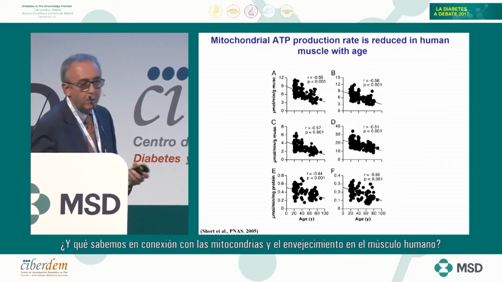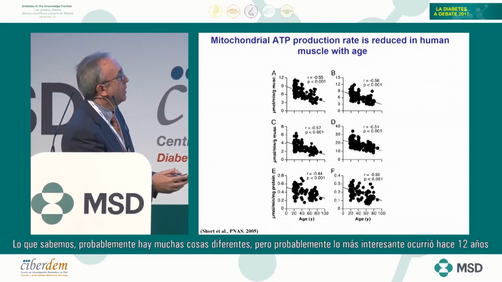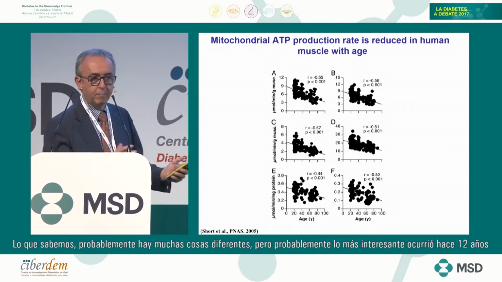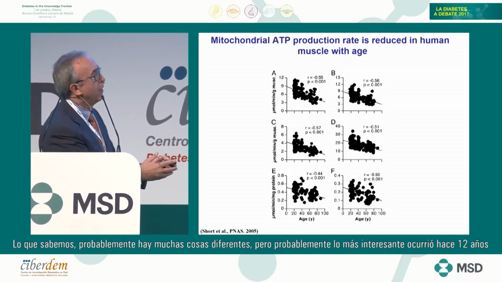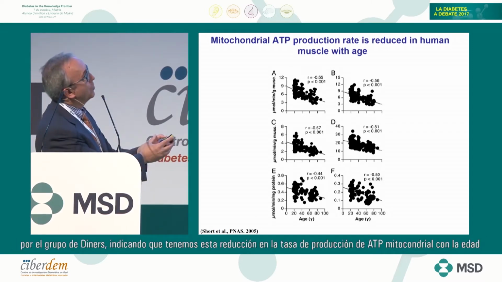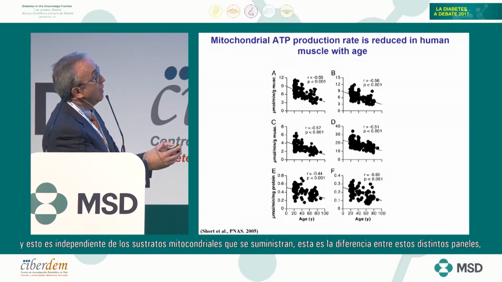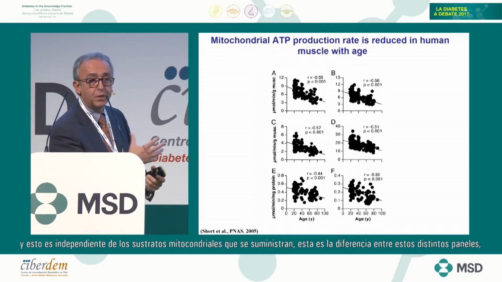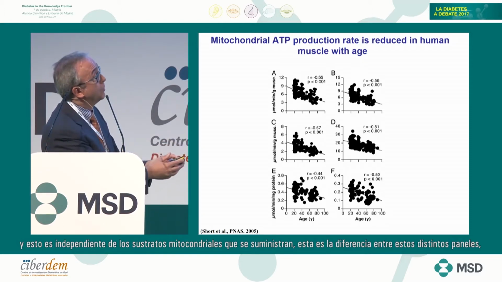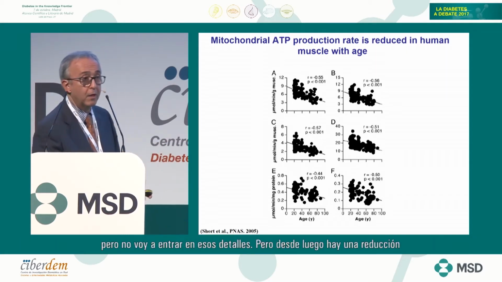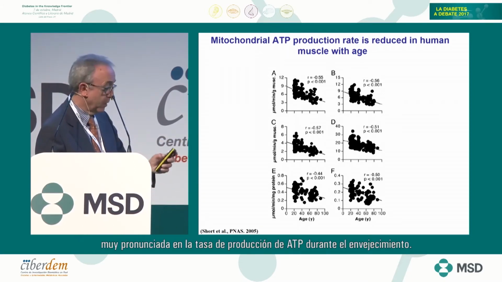Okay. What do we know in connection with mitochondria and aging in human muscle? There are probably many different data, but probably the very exciting ones came about 12 years ago from the Nair group, indicating that there is a reduction in the rate of mitochondrial ATP production with aging. And this is independent of which mitochondrial substrates are provided. That is the difference between these different panels, but I won't go into these details. But there is certainly a very marked reduction in the rate of ATP production during aging.